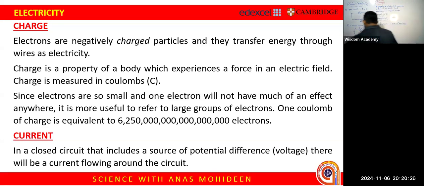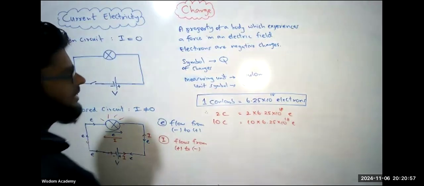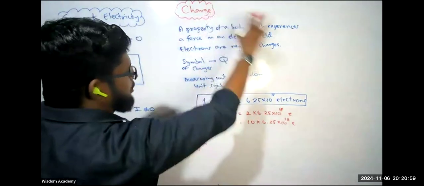Anyhow, as an example, 2 coulombs contain 2 into 6.25 into 10 to the power 18 electrons. I'm writing E as electron. Then 10 coulombs of charges refers to 10 into 6.25 into 10 to the power 18 electrons. So that is the idea of this coulomb. Right. Now, it's about the charges.